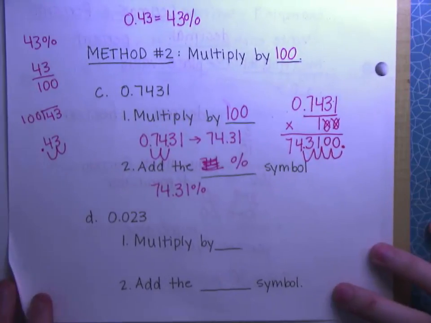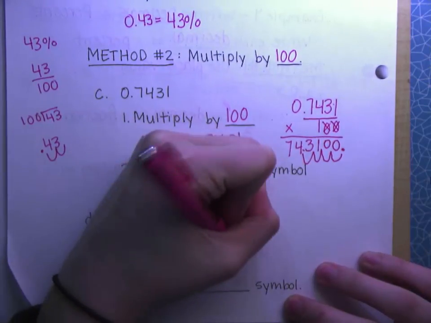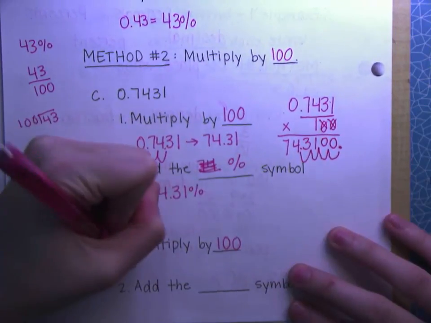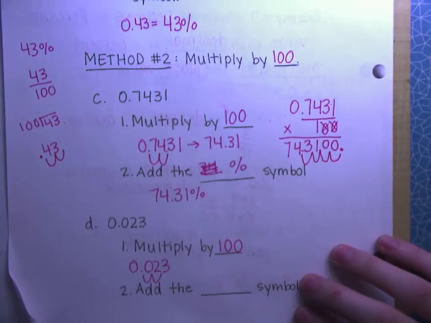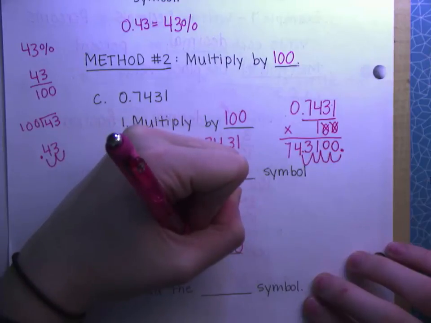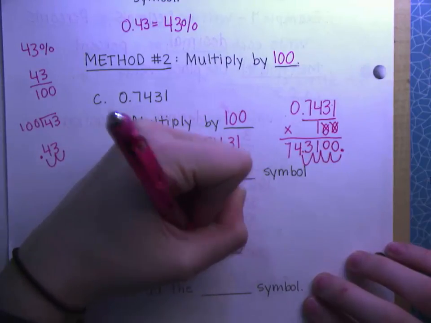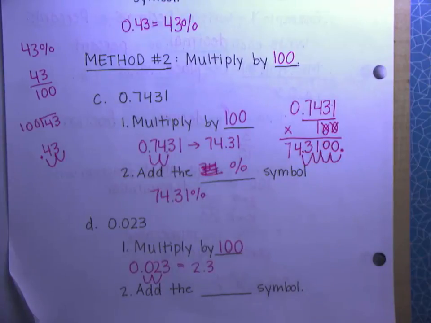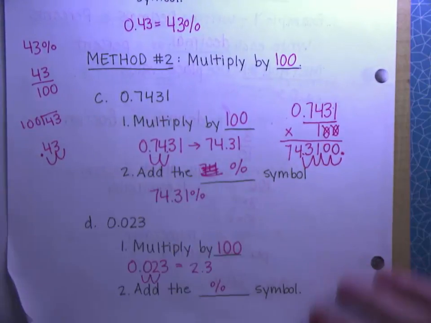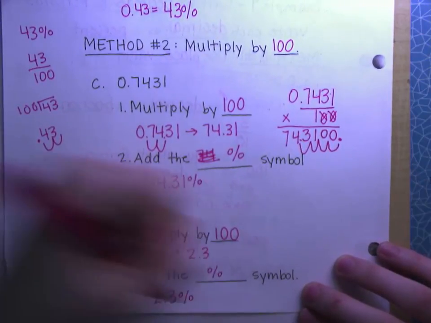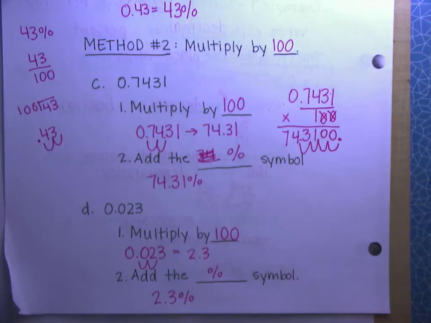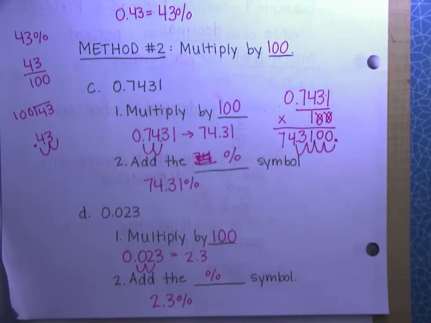All right, let's look at another example. We're going to multiply by 100 again. So if we start with 0.023, and I move the decimal over twice, it should give me 2.3. And then I just have to add the percent symbol. So that would give me 2.3%. So that's a lot faster and definitely the way that I prefer. And you'll probably find that you like that as well.